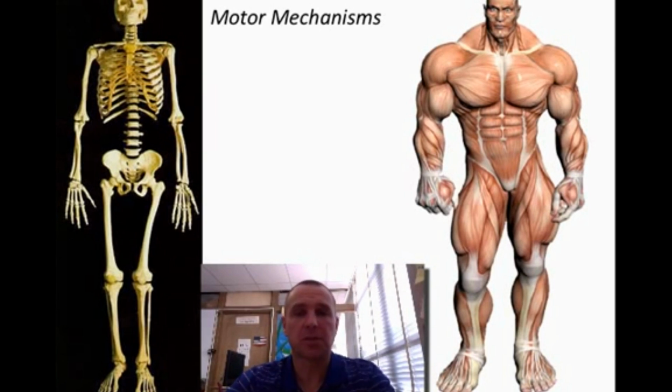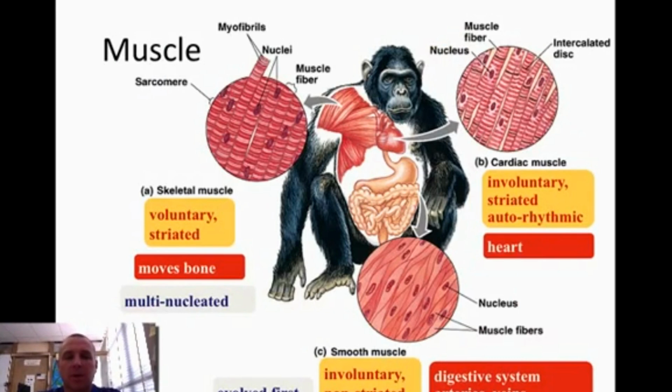With yet another video, and this one's going to be on motor mechanisms. And I'm going to specifically focus in on the skeletal system and the muscular system. Now, when we talk about muscles, there's three types of muscles. There can be skeletal muscle, cardiac muscle, and smooth muscle, and they have slight differences in each one.